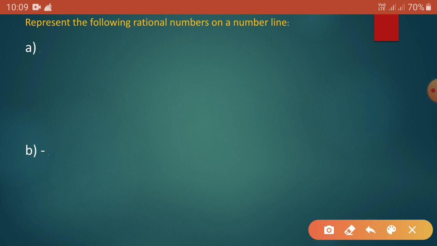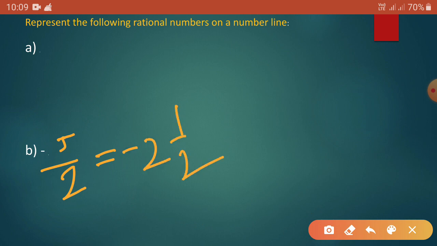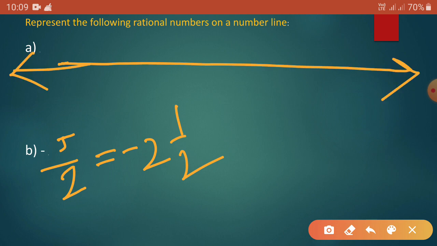Suppose we are taking minus 5 by 2. So we can convert it into the mixed fraction that way, that will be 2 1 by 2, because 2 into 2 is 4, and then adding 1 gives us 5. So minus 5 by 2 equals minus 2 1 by 2. As we are finding the rational number minus 5 by 2 on the number line, we need only the negative side, so we are taking only the left side of the 0.